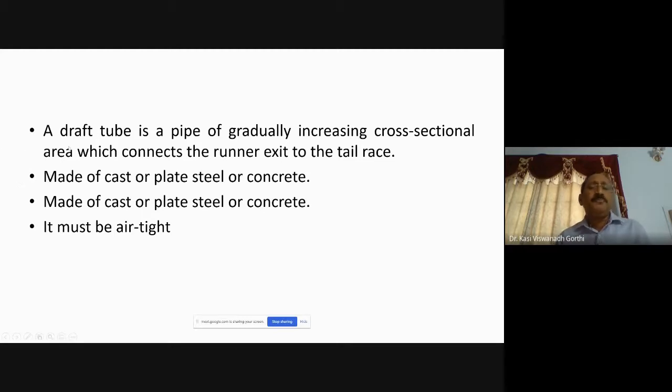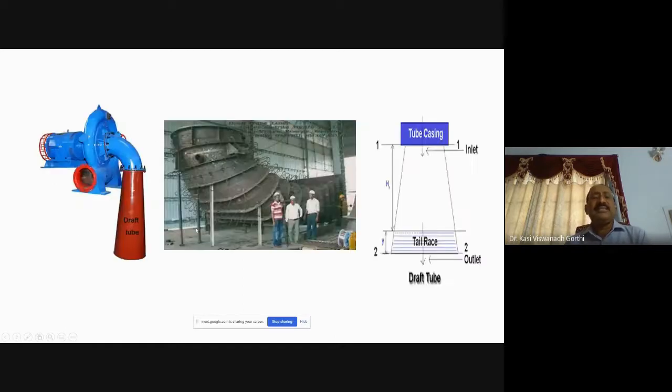So this draft tube is made of cast or plate steel, sometimes concrete also. And it must be airtight. Please note that it must be airtight. Why it is required to be airtight is, if it is not airtight, inside the pressure becomes atmospheric pressure. So in order to keep the pressure at the exit of the runner different from the outside atmospheric pressure, we should provide an airtight draft tube connecting the exit of the runner.